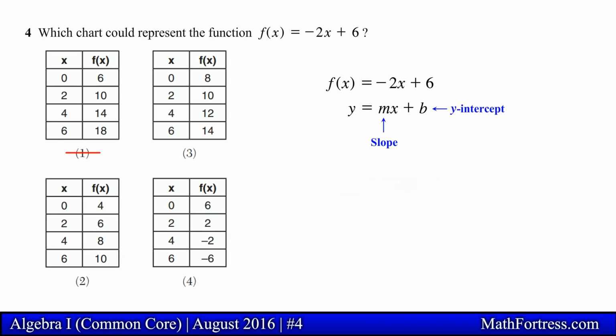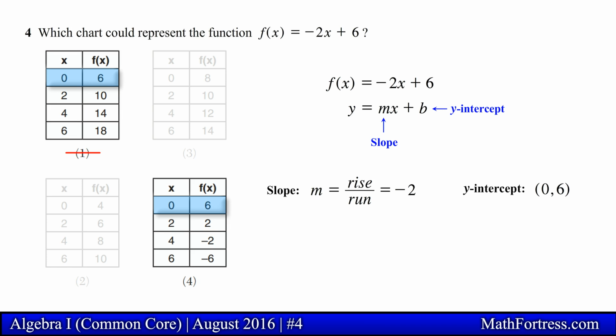In other words, the points in the chart need to have a rise over run equal to negative 2 and have the point 0, 6 as one of its points. Looking at the options, we see that option 1 and option 4 contain the point 0, 6, so we should start analyzing these 2 charts first. We already eliminated option 1 because we tested a point that yielded a false statement. So let's move along to option 4.